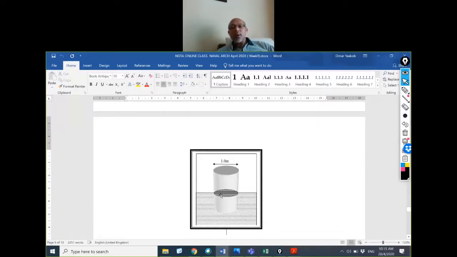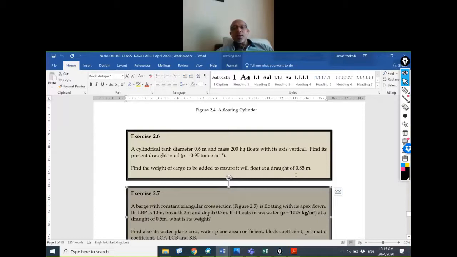So whatever it is, as long as we can calculate the immersed volume, like this one, it is just the area times draft. That's the volume. So we can calculate this area, pi r squared times draft. Then we get its volume multiplied by density, so we get the weight of water being displaced. And that weight is the same as the weight of the object. So that's example 2.6.